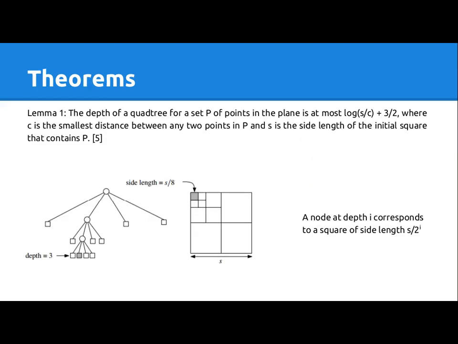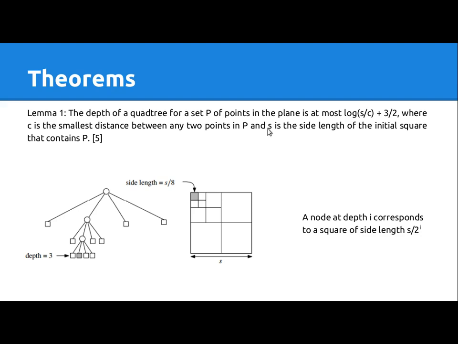Oh, we have theorems. And then we proceed to a lemma. Okay, the depth of a quad tree for a point set of P points in the plane is at most log(S/c), but we haven't defined what S and c are yet. Okay, good. Where c is the smallest distance between any 2 points in P, and S is the side length of the initial square that contains P. Yes, that is correct.